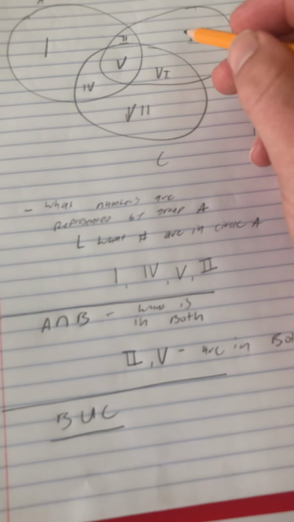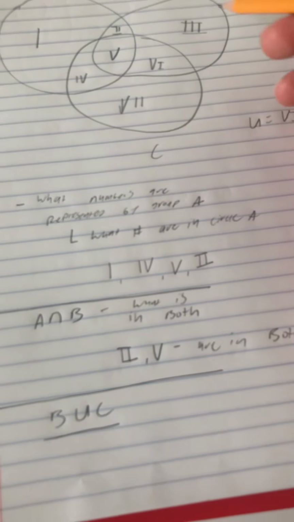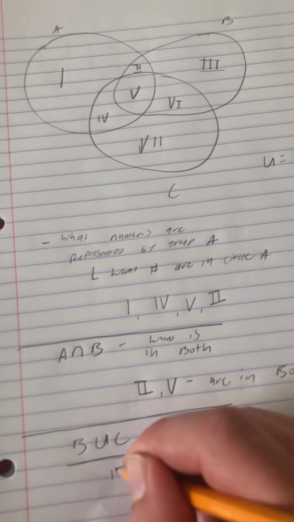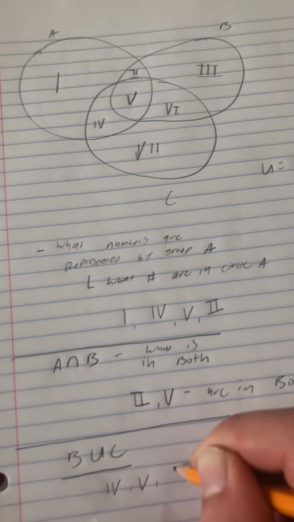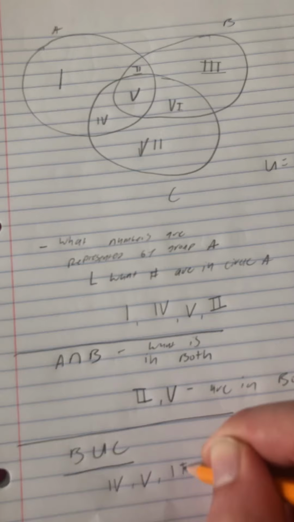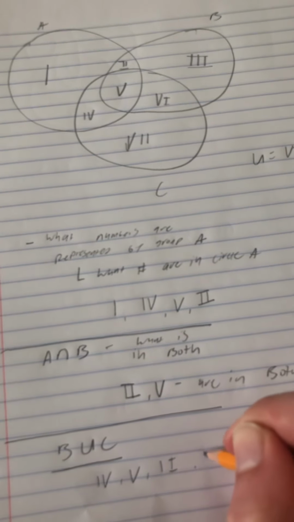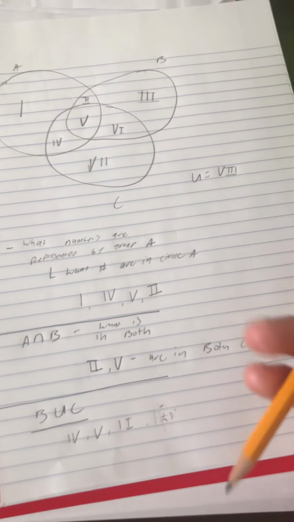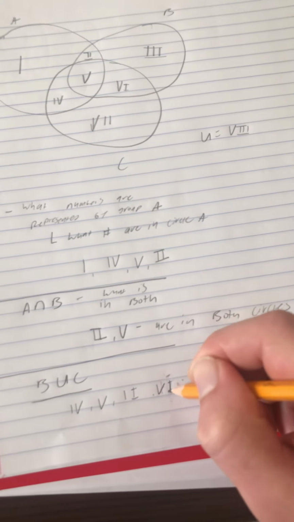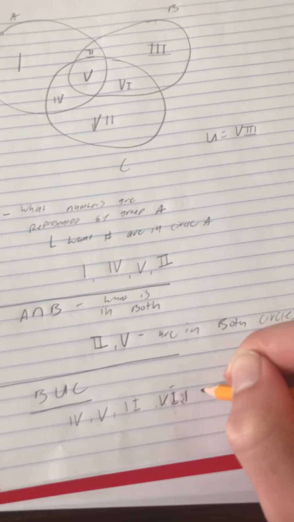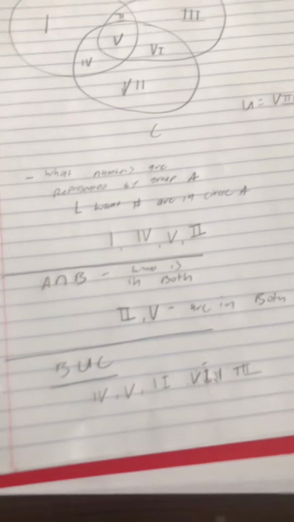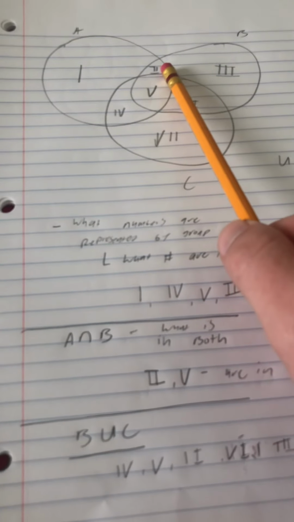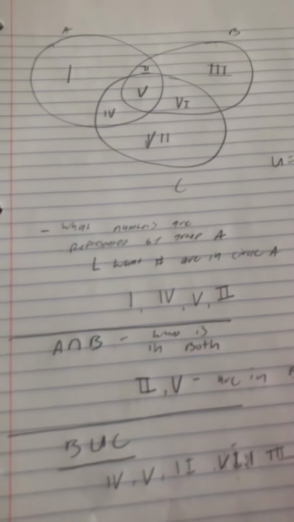What we're going to do is include everything in these 2 circles right here, which is going to be 4, 5, 6, 7, I'm sorry, and 3. Oh, and 2 as well, because 2 is in circle B.